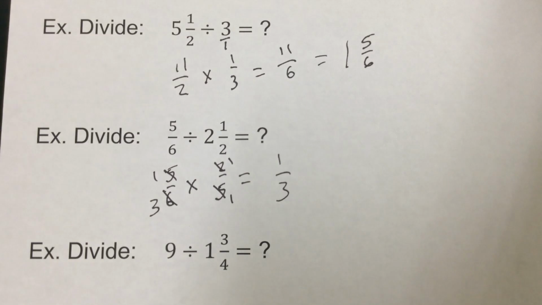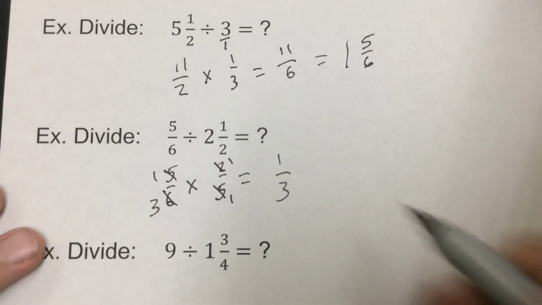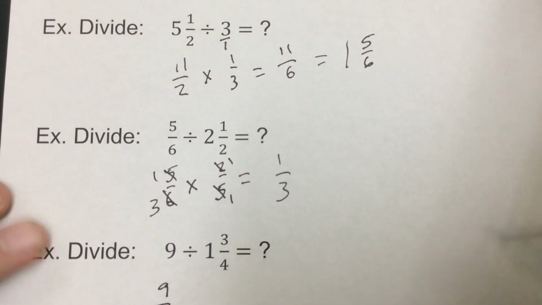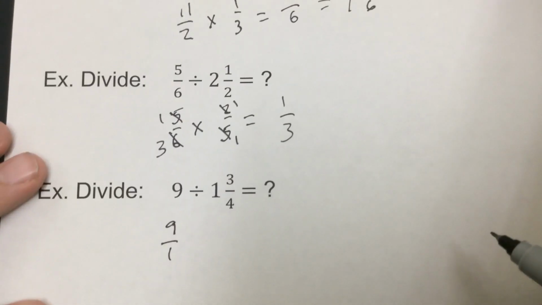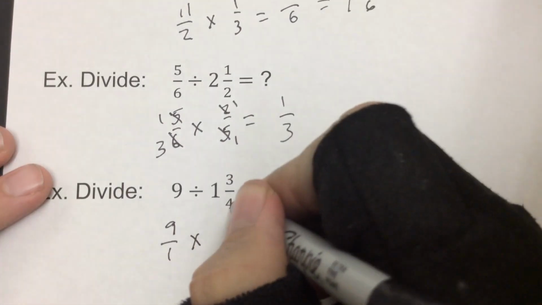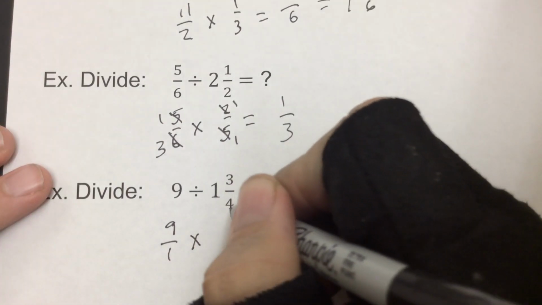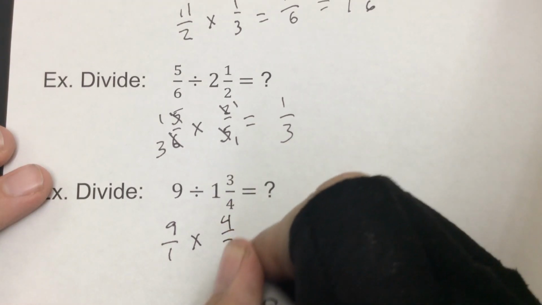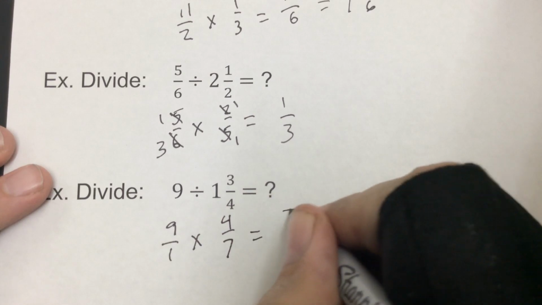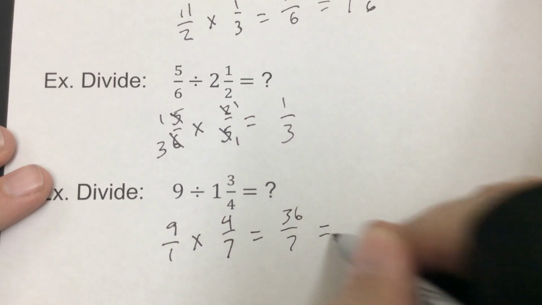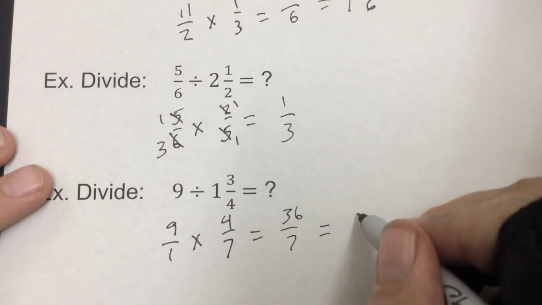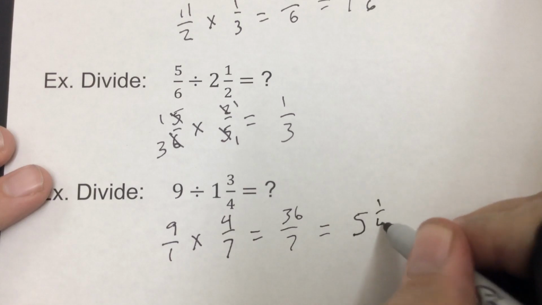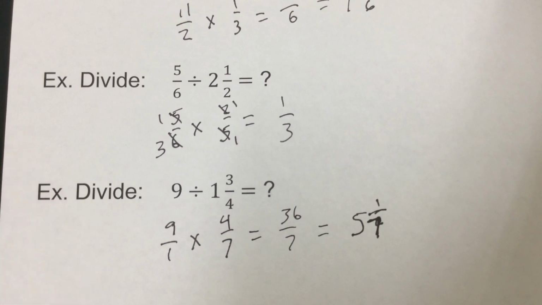Last one. So again, we just have to put the whole number over 1. Division, change to multiplication. Mixed number, you need to make an improper fraction. 4 times 1 is 4, plus 3 is 7. So 4/7. When we multiply, we get 36/7. Well, how many 7s can go into 36? Well, 5 of them. And we'll have 1 left over. So 5 and 1/7.